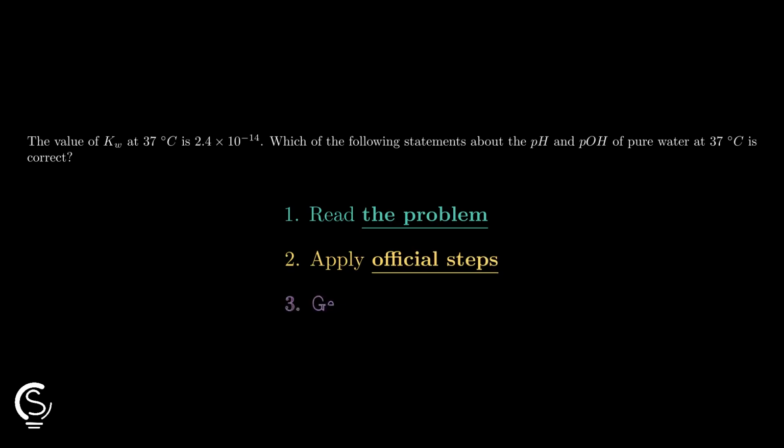I got your back. Water chemistry changes fast when temperature rises above room level. Let's solve this problem about pH and pOH at 37 degrees Celsius in 3 steps.